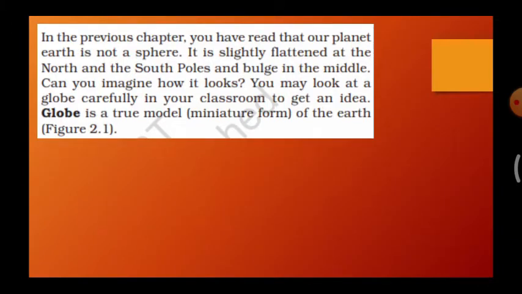In the previous chapter you have read that our planet Earth is not a perfect sphere. It is slightly flattened at the north and the south poles, with a bulge in the middle. Can you imagine how it looks? You may look at a globe carefully to get an idea. The globe is a true model of the earth.